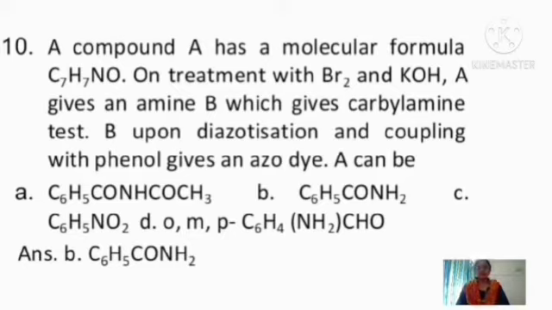So in this case, first the compound has the molecular formula C7H7NO, which on treatment with bromine and potassium hydroxide, means it is the Hofmann degradation reagent. So for undergoing a Hofmann bromamide degradation, the starting material will be an amide. And this A is converted into an amine. That means a primary amine is formed. A primary amine can undergo the carbylamine reaction. So A can be an amide. Again, B can undergo diazotization and coupling with phenol gives an azo dye, means B should be a primary amine. So A should be an amide and A should be C6H5CONH2. So B option is correct.